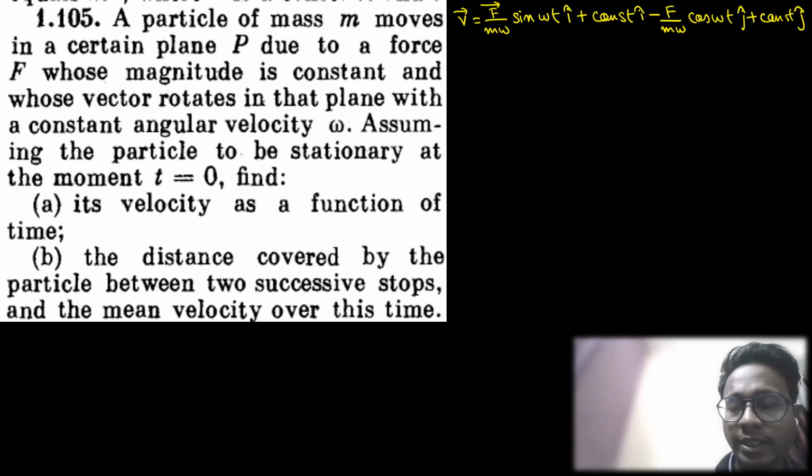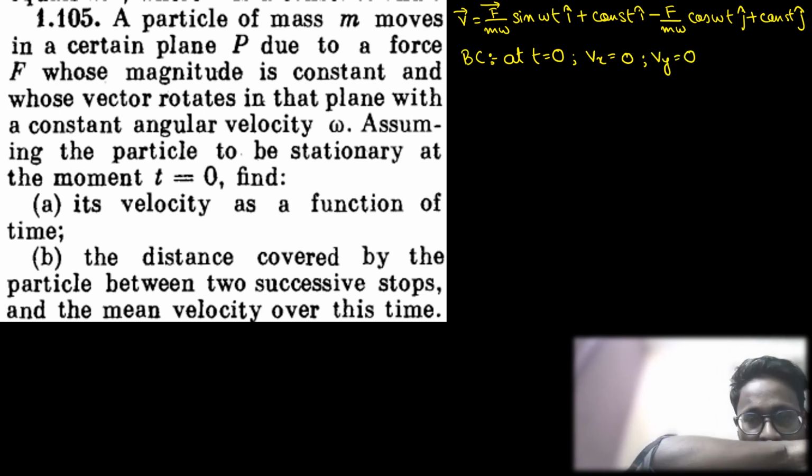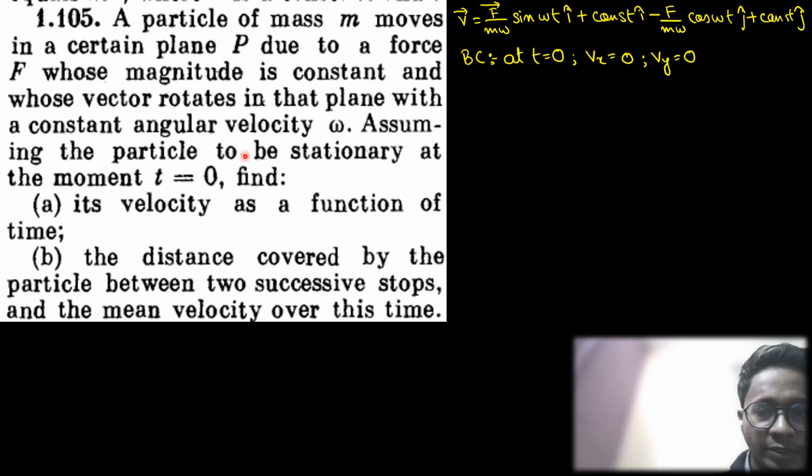Now the boundary condition we have here is, at t equals 0, Vx is equal to 0 and Vy is equal to 0. Assume the particle to be stationary at t equals 0. In the question it is given that at t equals 0, v is equal to 0, the net velocity is 0. So similarly, if we apply t equals 0 here, the constant of i becomes 0.